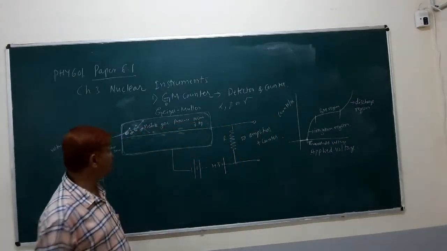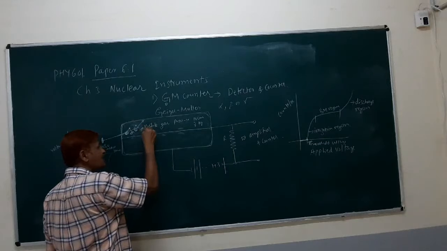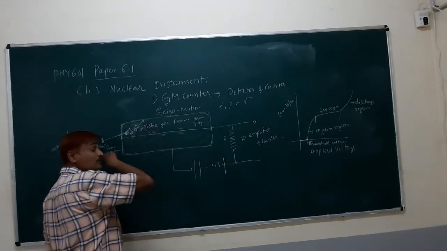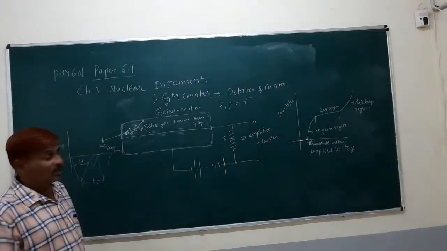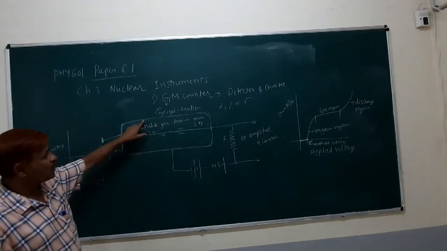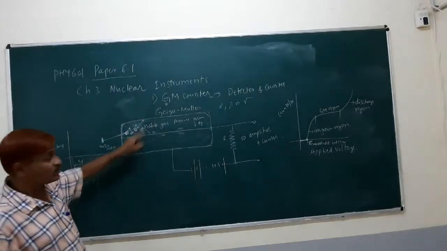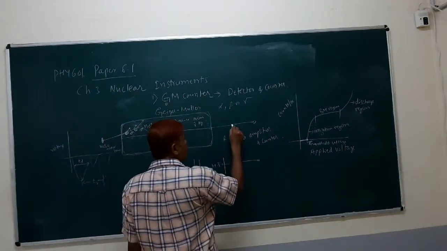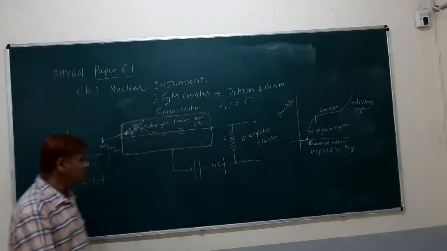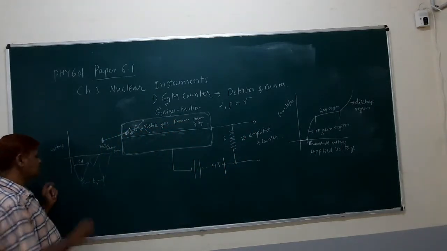That means the voltage is sufficient to attract these electrons, and the positive ions go to the negative electrode. Once this motion starts, or they reach their opposite electrode, what happens? The voltage across this resistance drops. See, this is the voltage we applied.